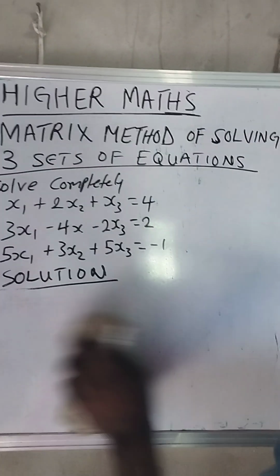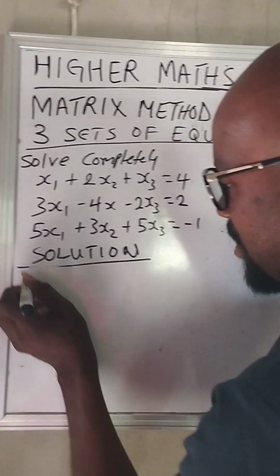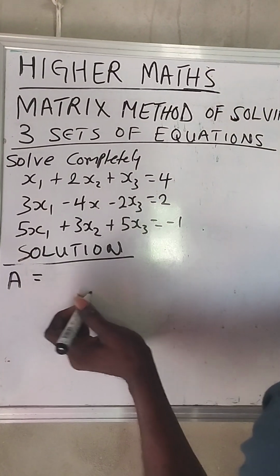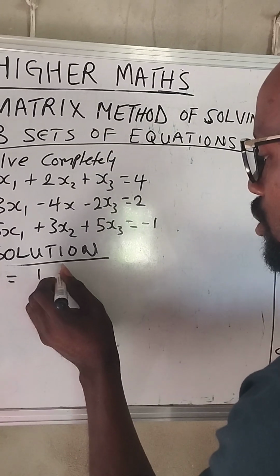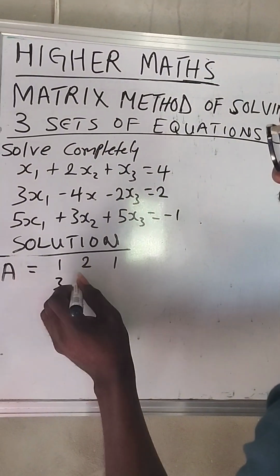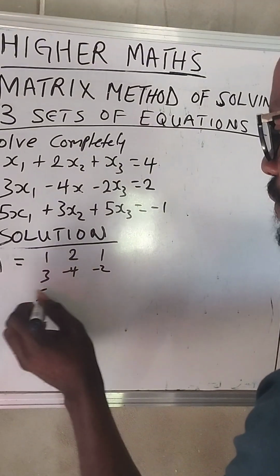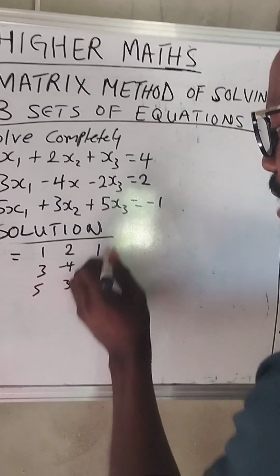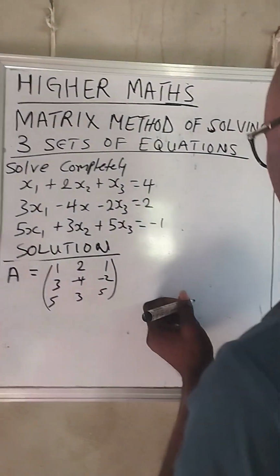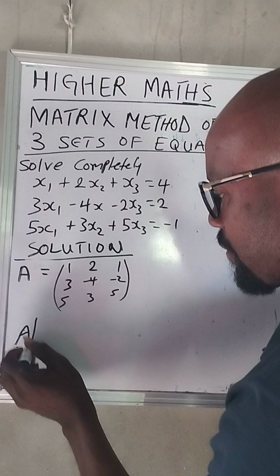The next thing is that we write out our 3 by 3 matrix. A is equal to 1, 2, 1; 3, minus 4, minus 2; 5, 3, 5. Then we find the determinant of A.